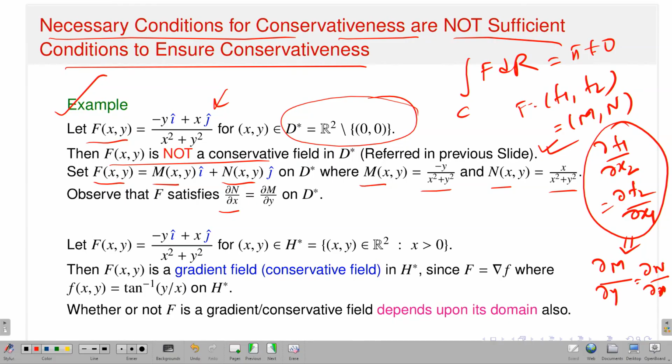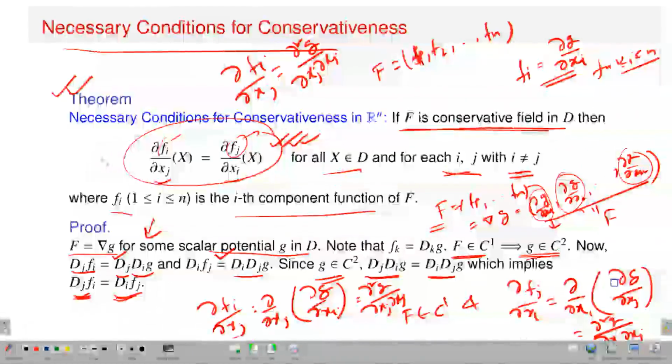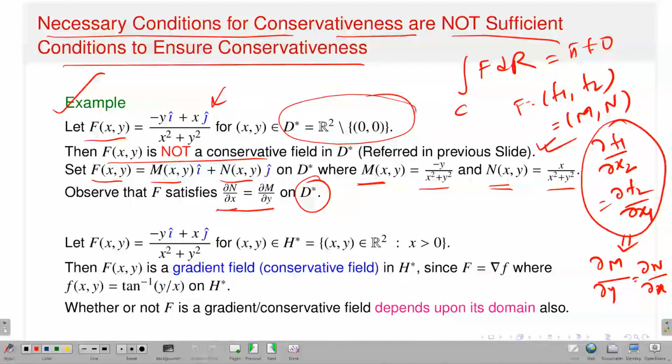That means this condition one needs to verify whether this is true or not. By looking at the functions capital M and capital N, you can easily calculate that del N del x is exactly equal to del M del y in the domain D star. So, therefore, it satisfies my earlier necessary conditions, right. But however, my field is not a conservative vector field. So, therefore, this is not a sufficient condition.